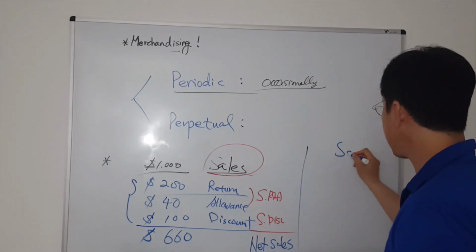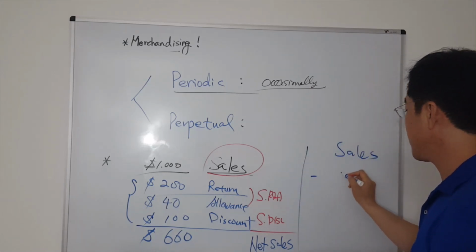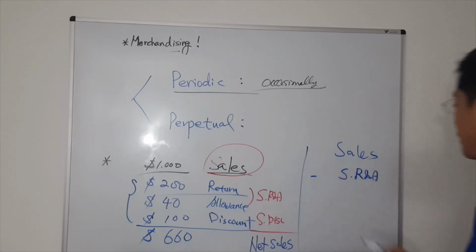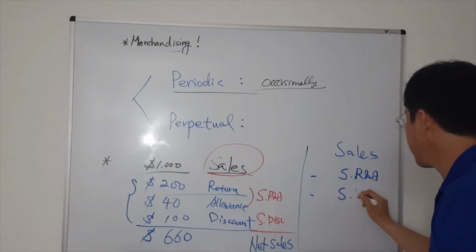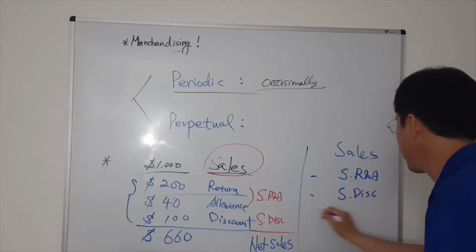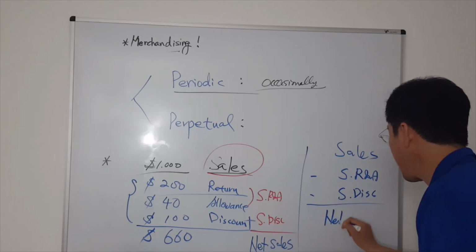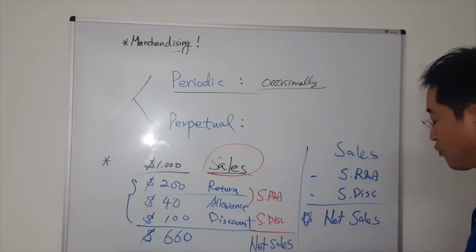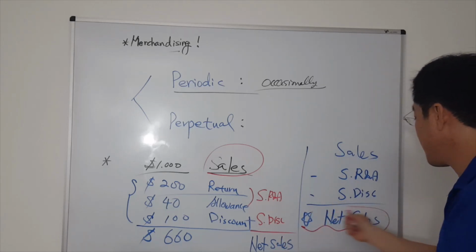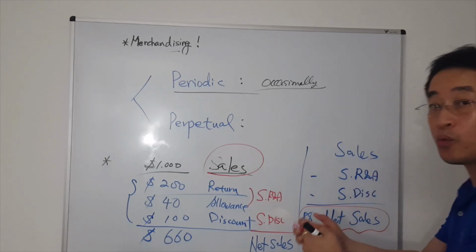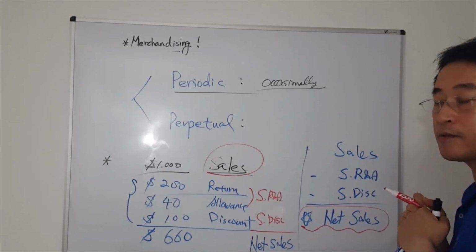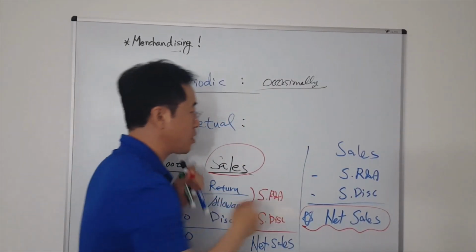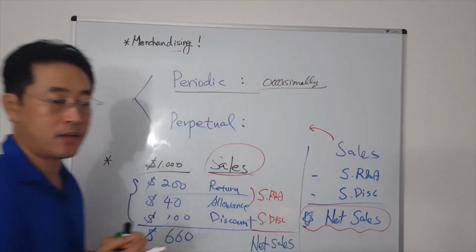Again, sales minus sales return and allowance and sales discount. Finally, we can get net sales. That's the real true amount of revenue we can collect, right? That's what we call gross sale. Gross sale.